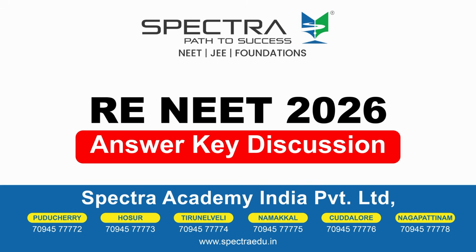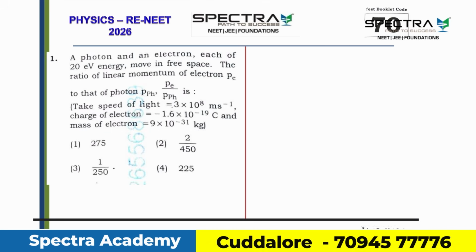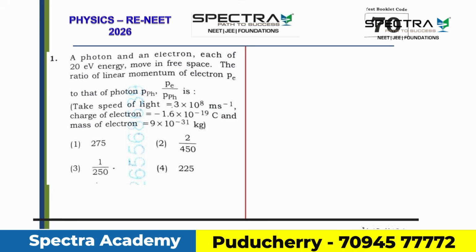Hello students, today we will discuss the questions from the RE NEET physics paper. First question: a photon and an electron, each of 20 electron volt energy, move in free space. The ratio of linear momentum of electron to that of photon is.